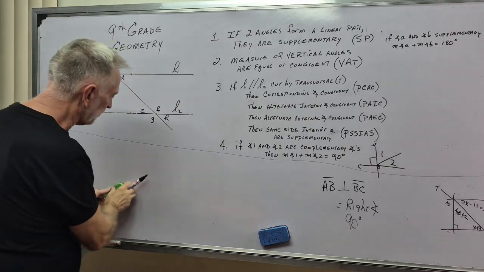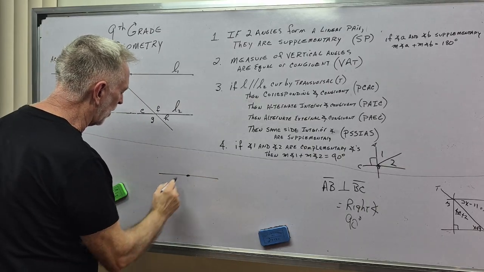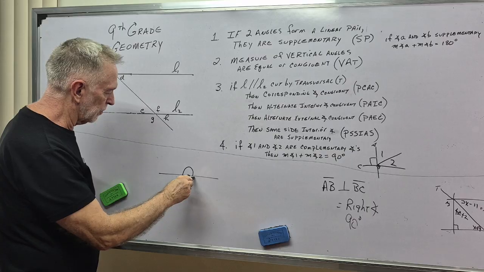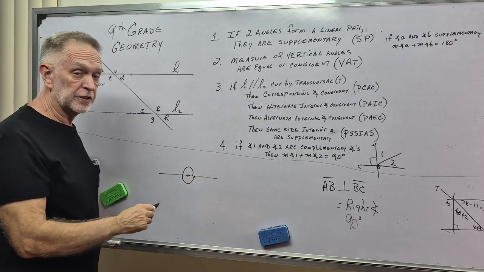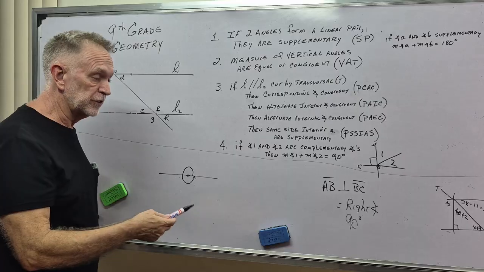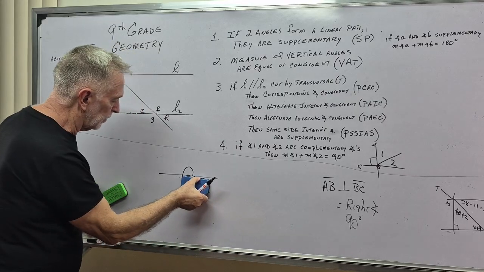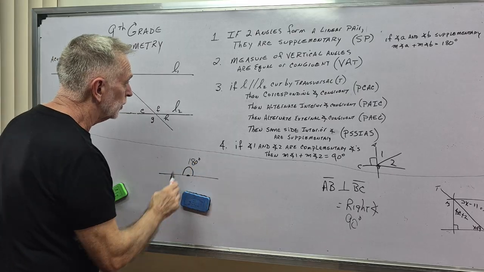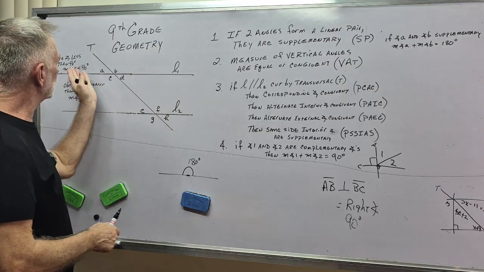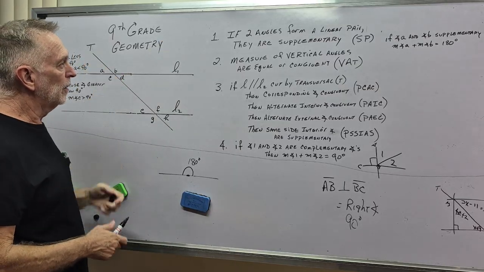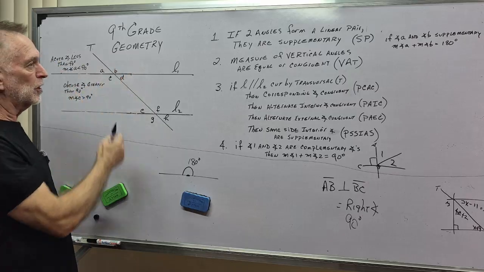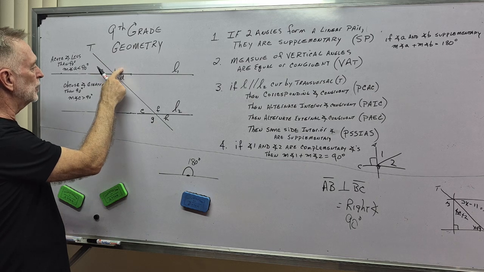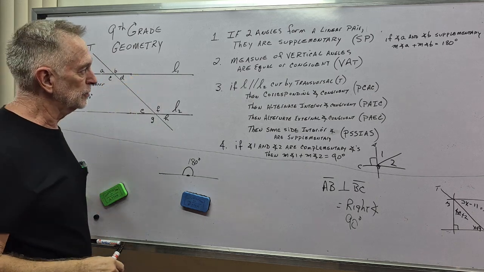180 degrees. If I have a line and I have a point on it, and I'm going to measure the angle, this angle. That's 360 degrees. A circle has 360 degrees in it. Well, half of that is what? 180 degrees. So in this first rule, if two angles form a linear pair, they are supplementary. If they're supplementary, the measure of one of those angles plus the other one equals 180 degrees.